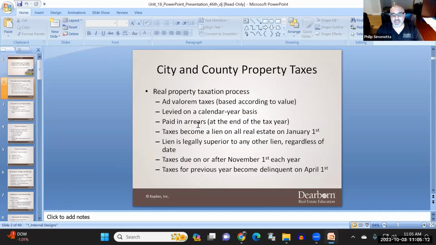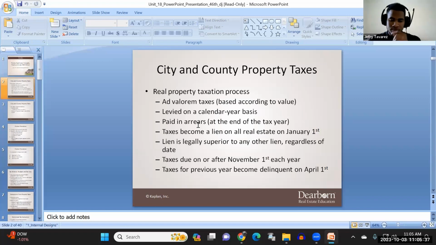So you have city and county property taxes. The real property taxation process, how it works. You have ad valorem taxes. These are based according to the value. They're levied on a calendar year basis and they're paid in arrears at the end of the tax year. Remember we talked about that before? You live and then your taxes are paid.